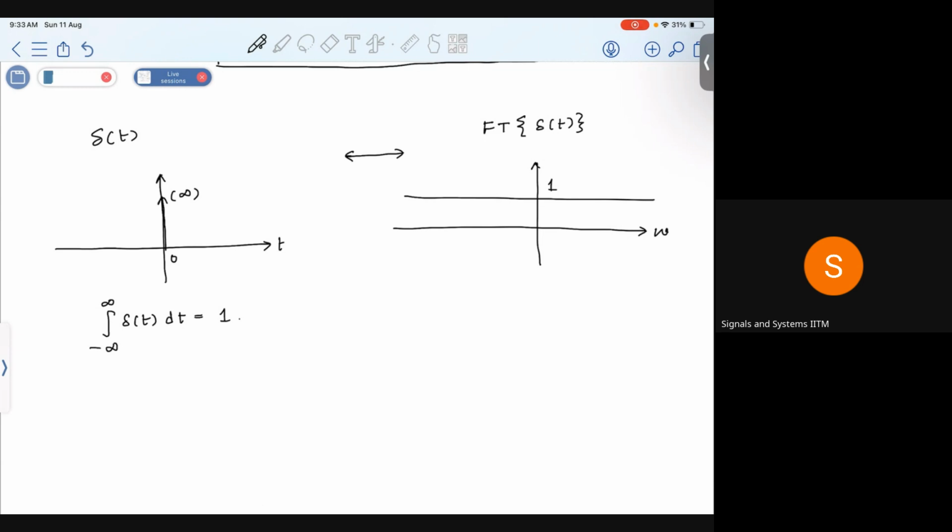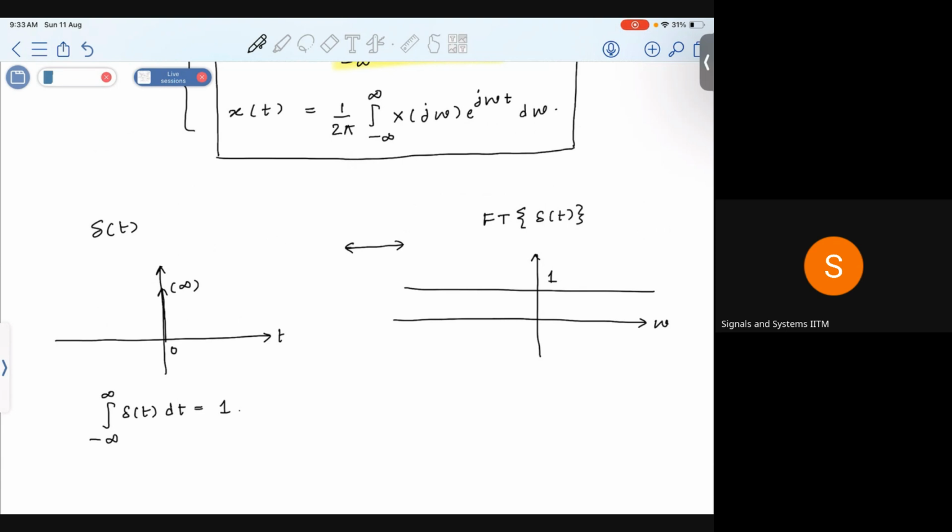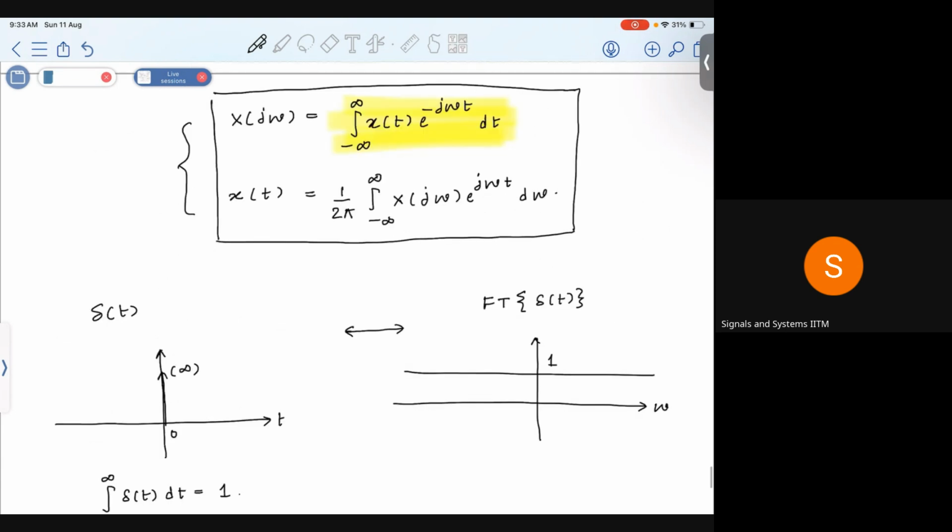So this is one simple example. There are several examples like that. A lot of things which look complicated in the time domain look amazingly simpler in the frequency domain. So this is an amazing transform, and the transform is one to one.